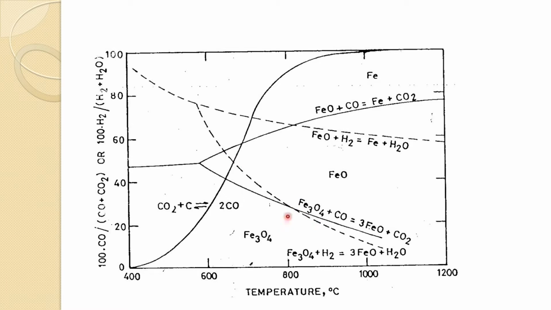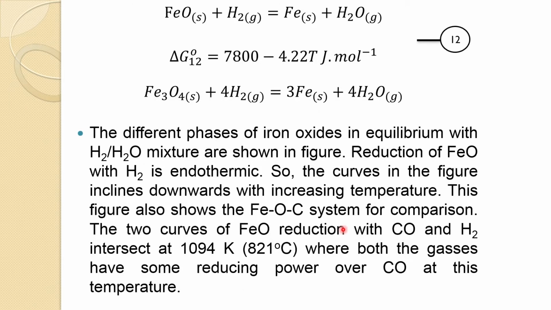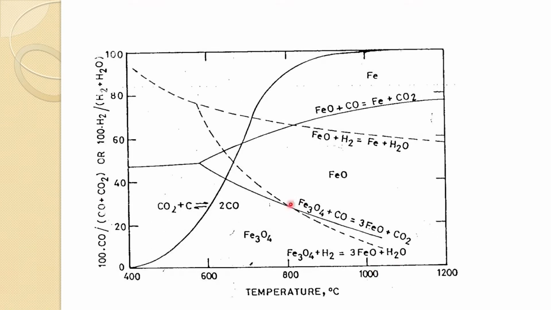However, at higher temperature, you need less hydrogen than CO to reduce the magnetite. So, as the temperature increases, the reducing power of hydrogen increases compared to CO. Here the two curves of FeO reduction with CO and hydrogen intersect around 821 degrees, where both gases have the same reducing power at this temperature. As we discussed here, this is about 821 degrees Celsius.